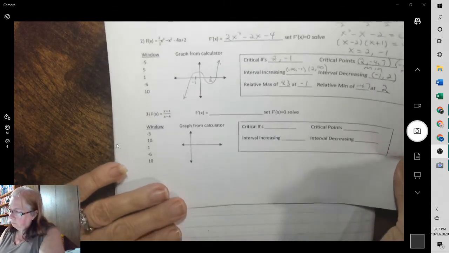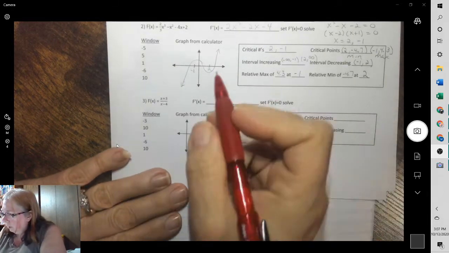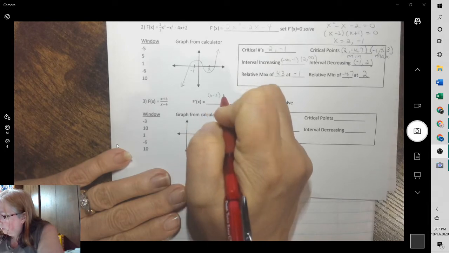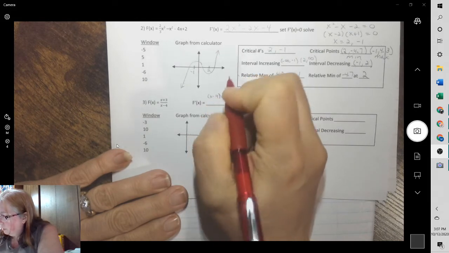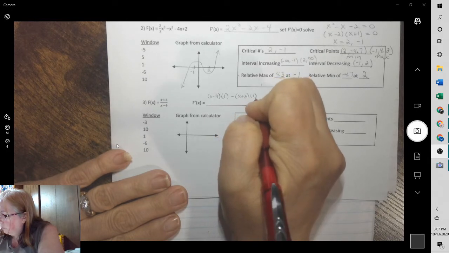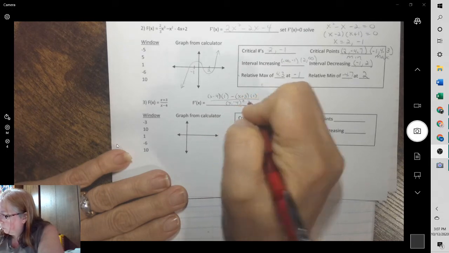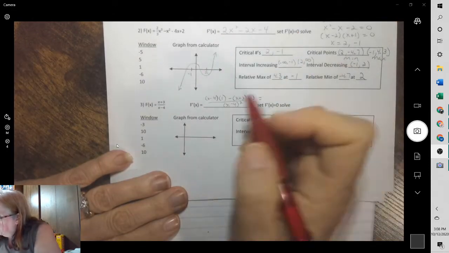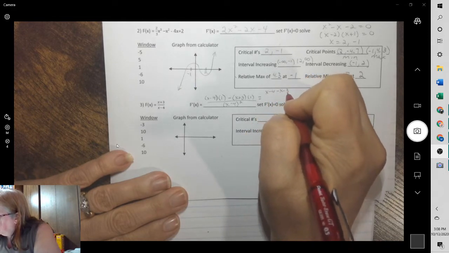Let's try another one. First thing, the derivative. Quotient rule: bottom times the derivative of the top minus the top times the derivative of the bottom, all over the bottom squared. Now if we simplify this, we're going to have x minus 4 minus x minus 3.